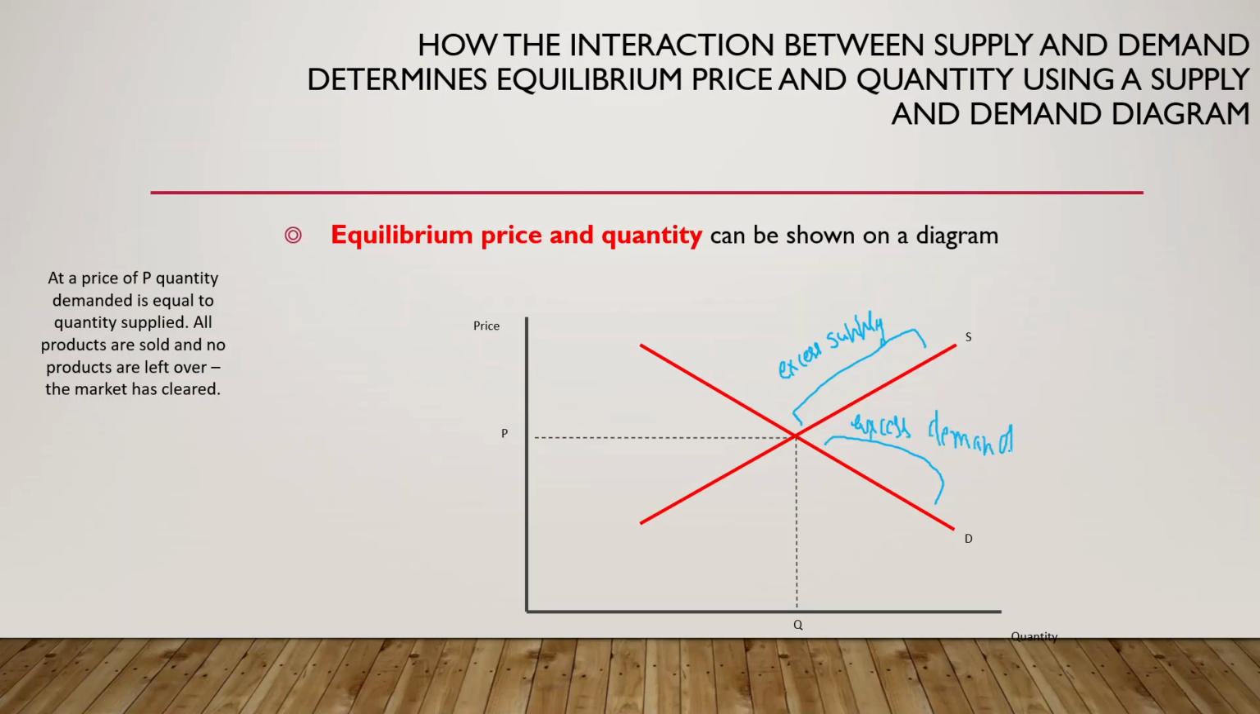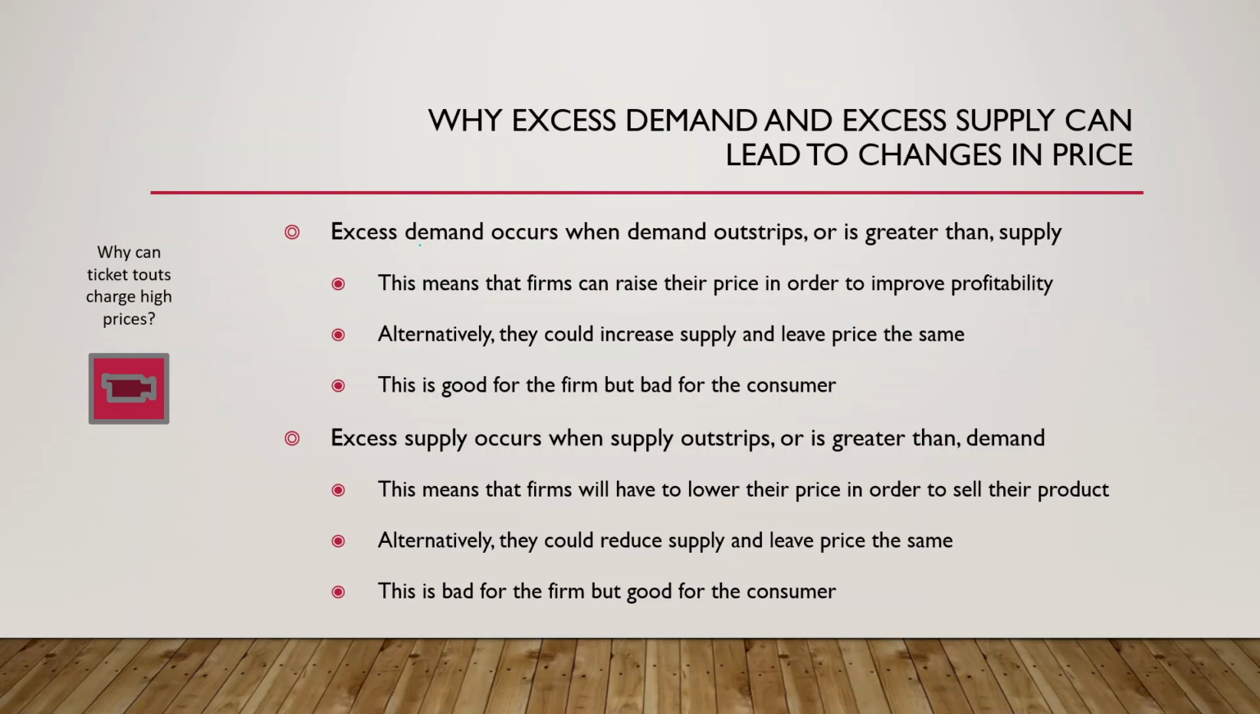So excess supply is when you have more supply than demand. Excess demand is when you have more demand than supply. Excess demand occurs when demand outstrips, or is greater than, supply, as I just said. This means that firms can raise their prices in order to improve profitability.